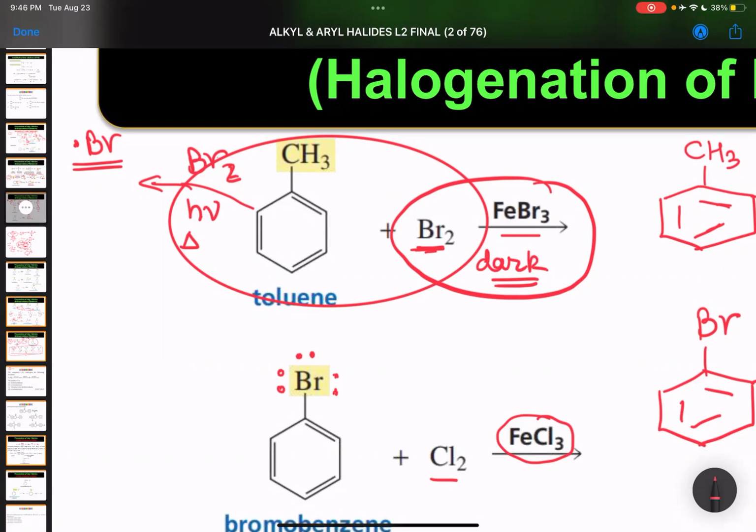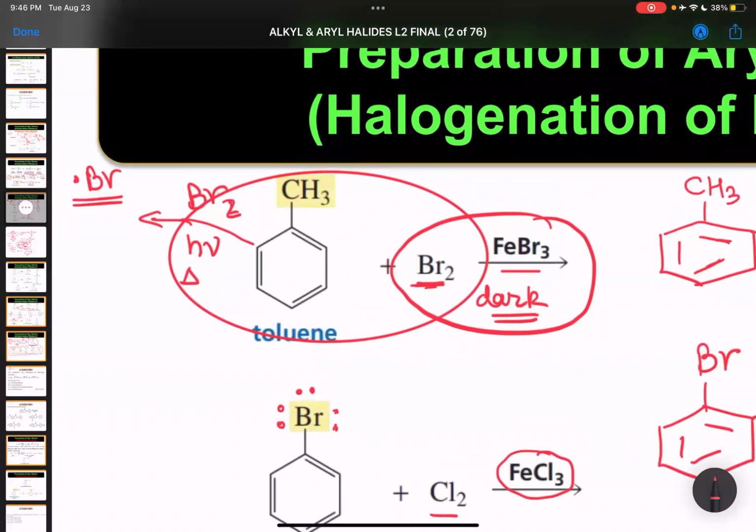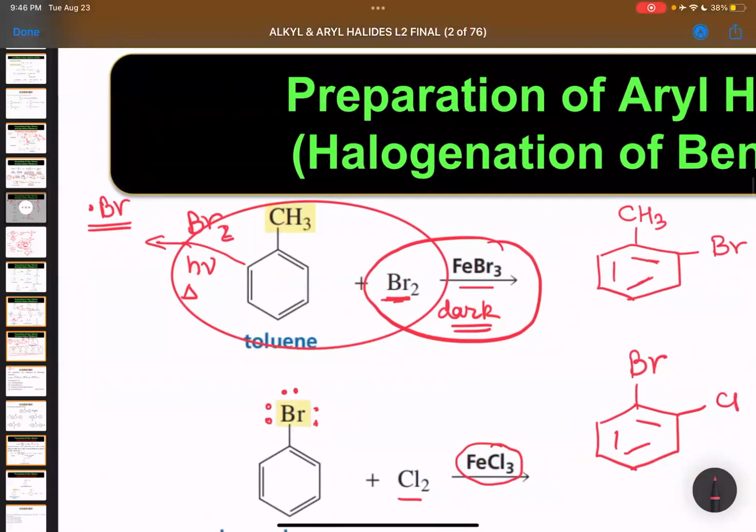Sir, if we put it with h nu or with heat, it will form only Br radical. Yeah. But this is not the final product. This is just an intermediate. If we have this Br radical, it will abstract the hydrogen. You will have a CH2 radical.